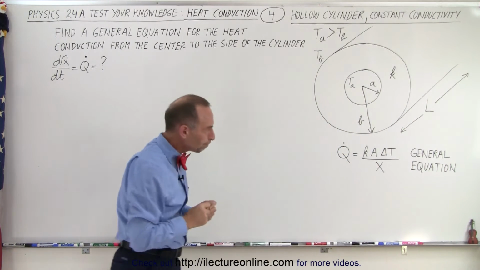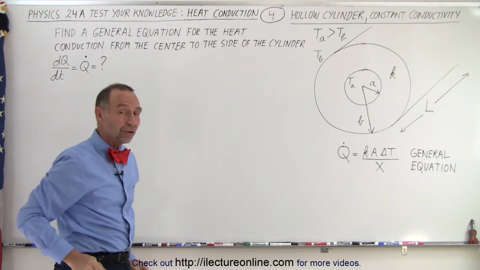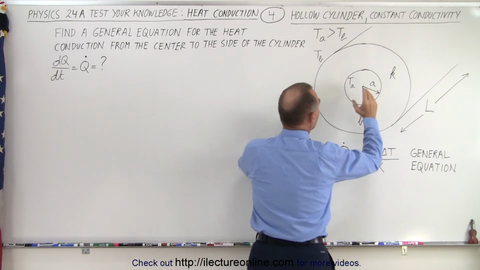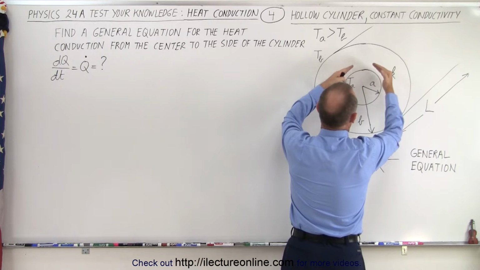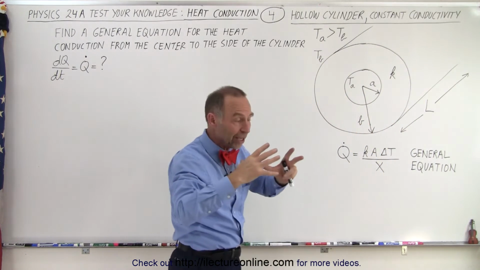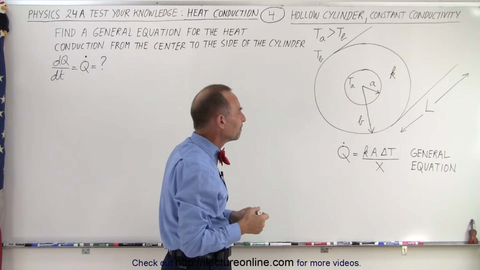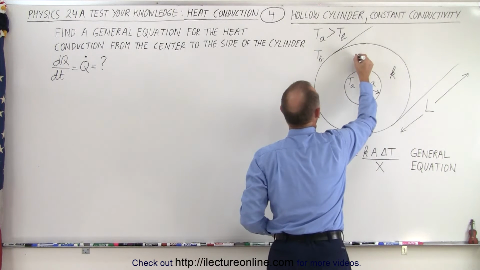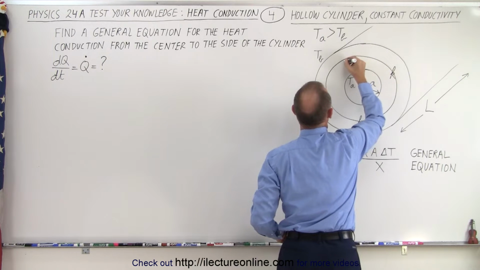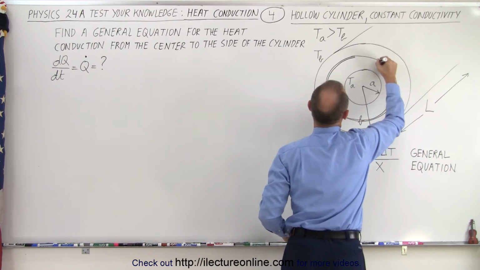All right. Now, we need to adapt that to the specific situation of a cylinder. Because the cross-sectional area changes as you go from the inside of the cylinder to the outside of the cylinder, you can see that the cross-sectional area through which the heat flows increases. Since that's not a constant, we're going to need to integrate. So what we're going to do is draw a small cylindrical shell, like this, of a very thin nature.